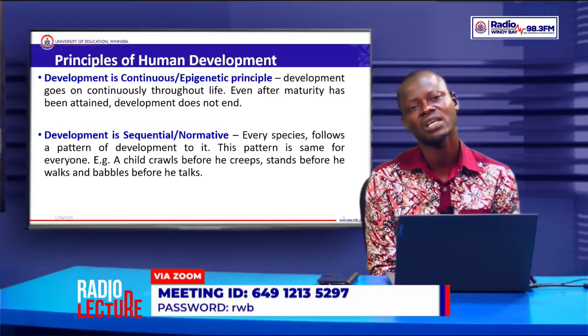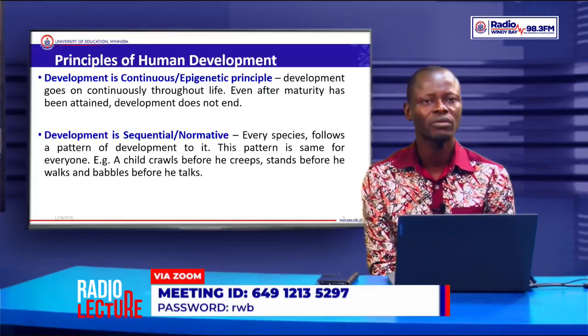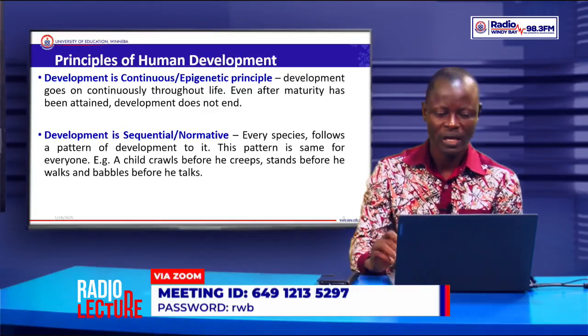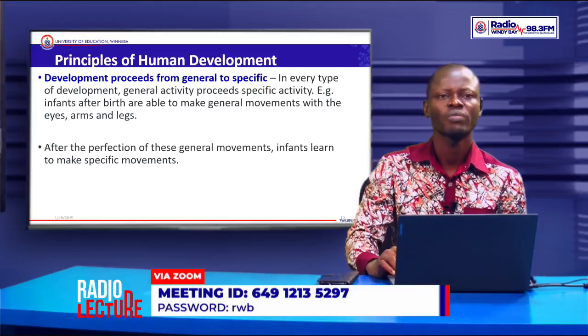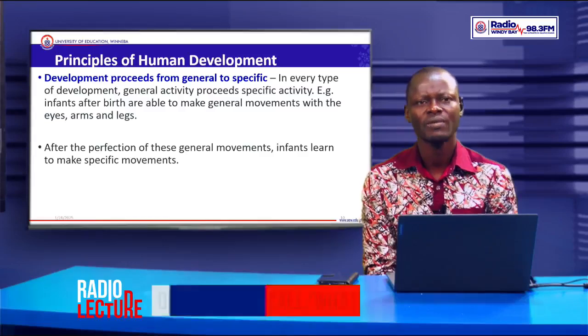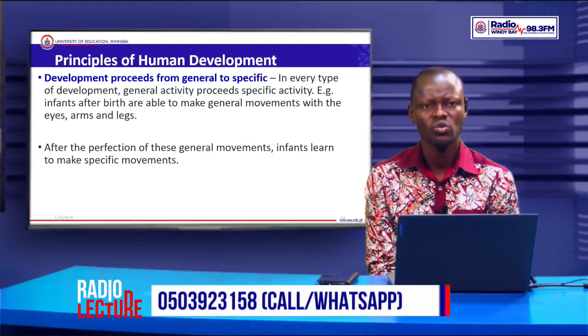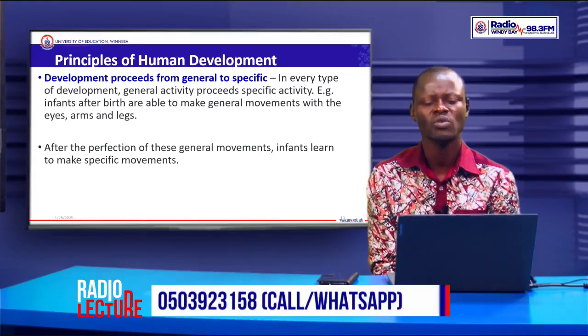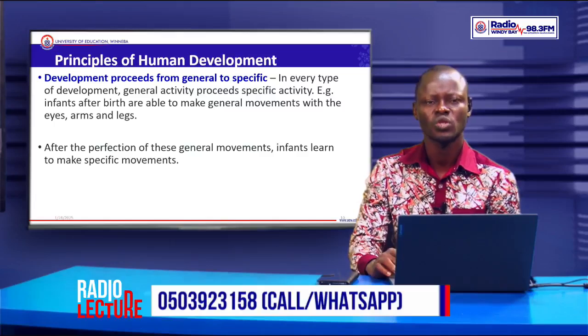For instance, children have to first of all creep. They have to first of all stand. They will walk and then babble before they finally start talking. Then we are also saying that growth proceeds from general to specific, which means that in terms of growth, you are able to engage in general activities without being specific with any of them. But as time goes on, you are able to do some specific things like controlling your arms, your eyes, and your legs. After you have attained all these general ones, you will then be able to do specific ones.